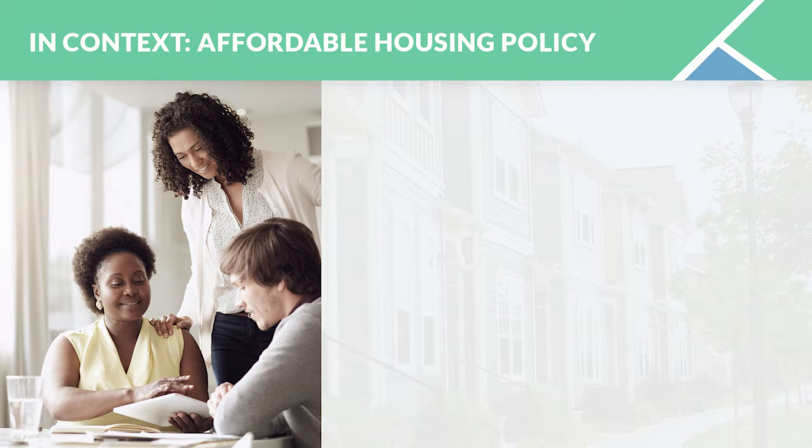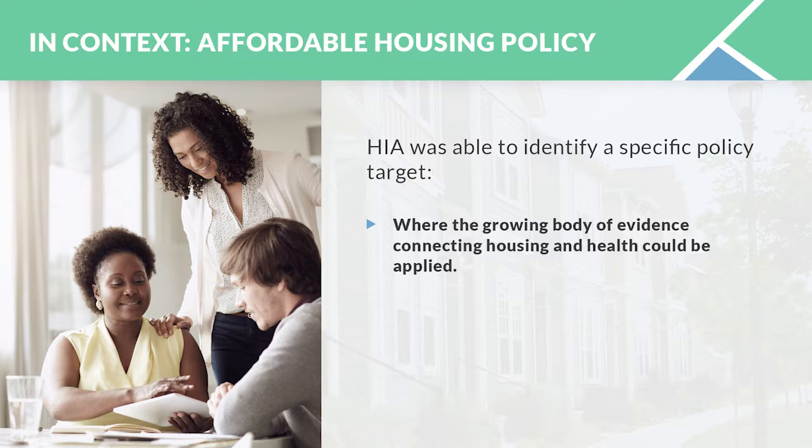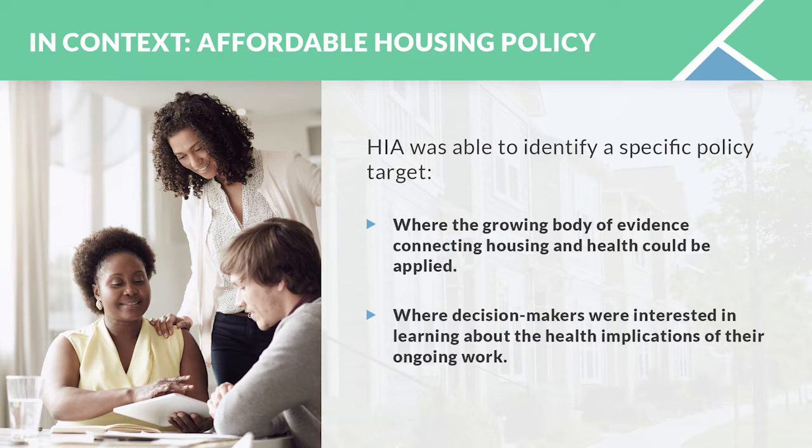Let's return to the example of affordable housing policy in Georgia to illustrate some aspects of the process. That HIA was able to identify a specific policy target where the growing body of evidence connecting housing and health could be applied, and where decision makers from the Georgia Department of Community Affairs were interested in learning about the health implications of their ongoing work.